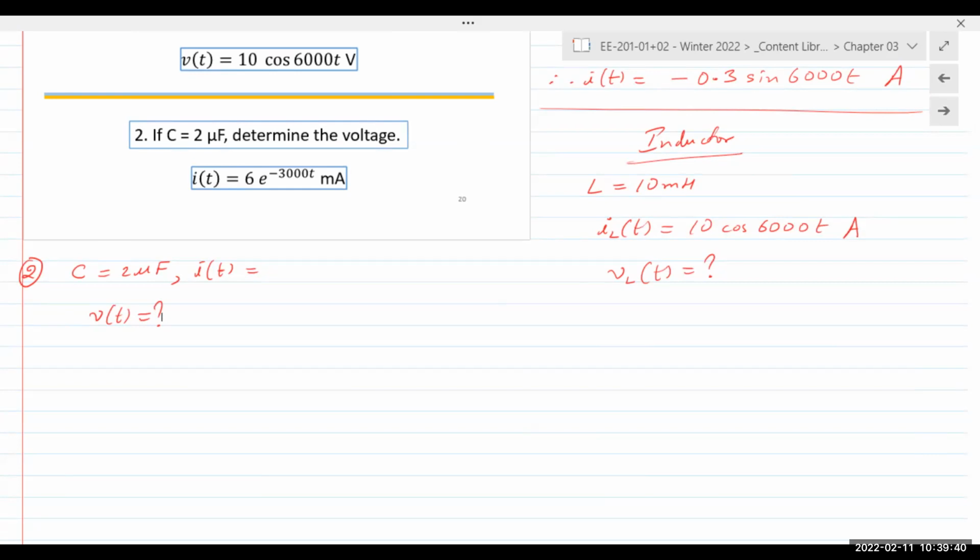Once again, note that we are not given the time interval. We're not given a specific time interval. We are simply given the expression for I of t. The value of t is not given to us. So our answer will also be as a function of time. We won't worry about the value of time at all. Make sense to everyone? Yes? Okay.